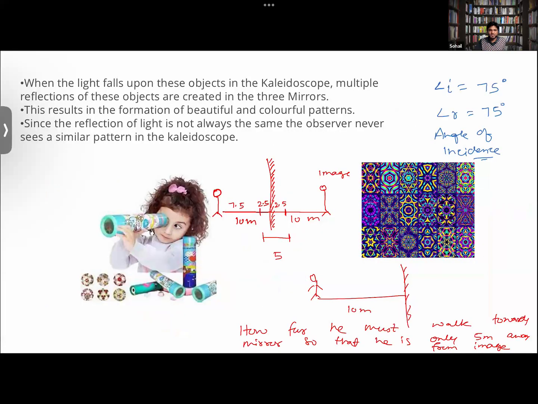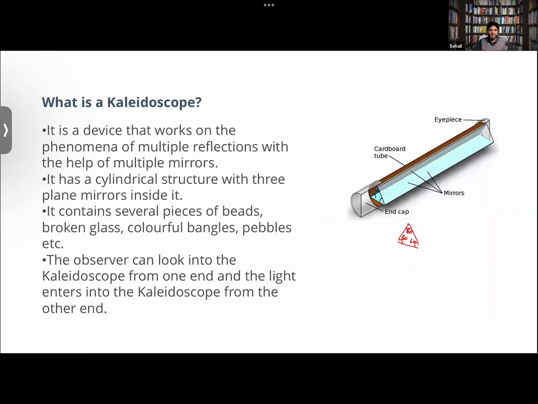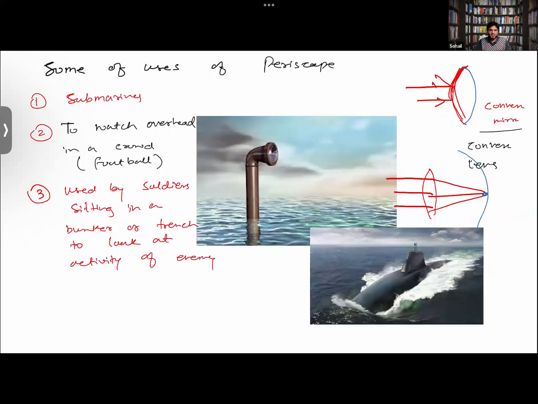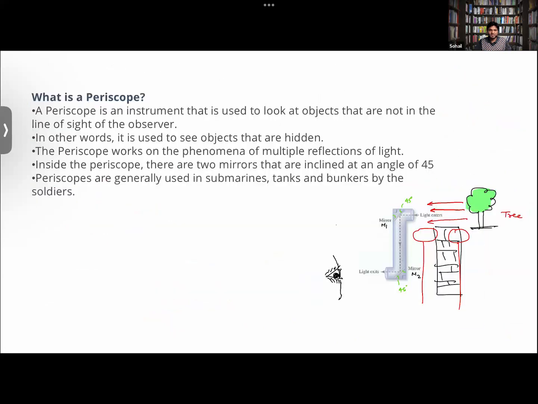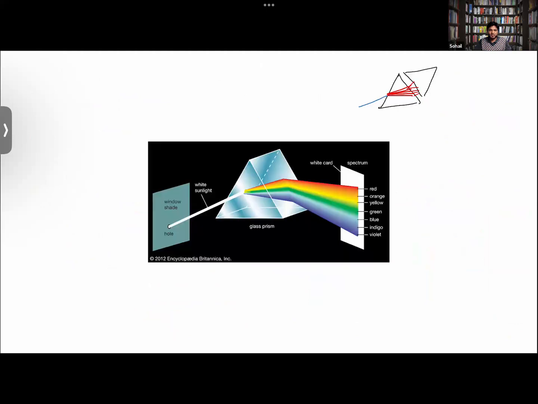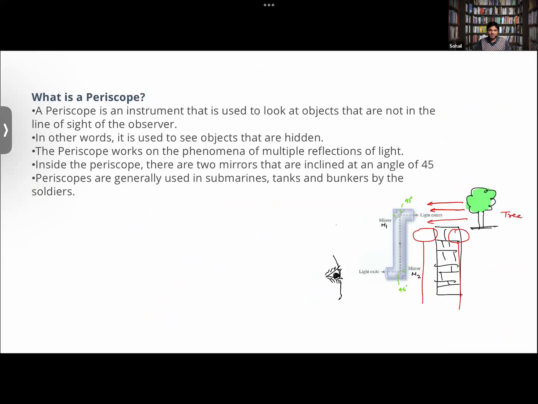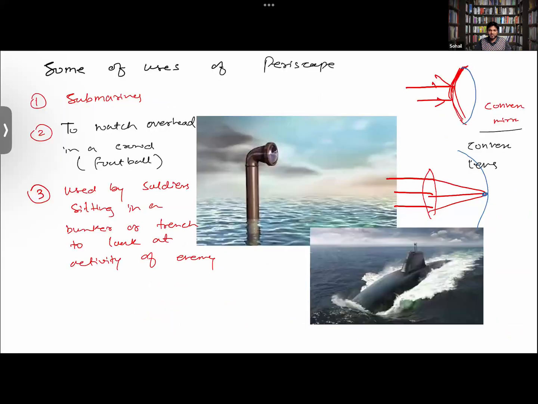We discussed in the previous class that we started this chapter, revising the chapter Light. We discussed several concepts in this chapter. We talked about the laws of reflection, and we also talked about multiple reflections. What are some applications of multiple reflections? Hope you recall that.